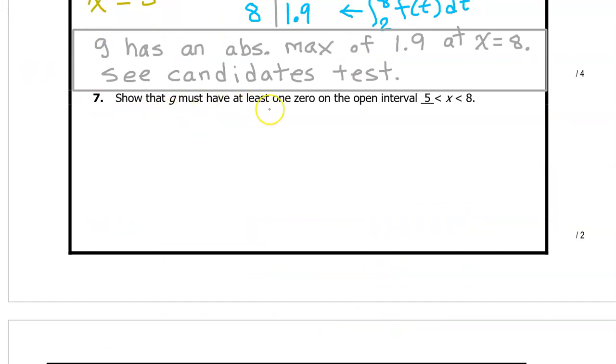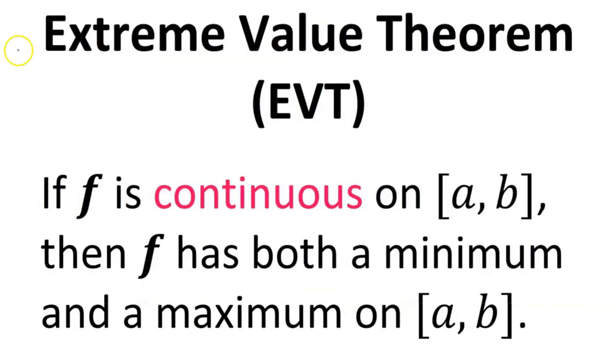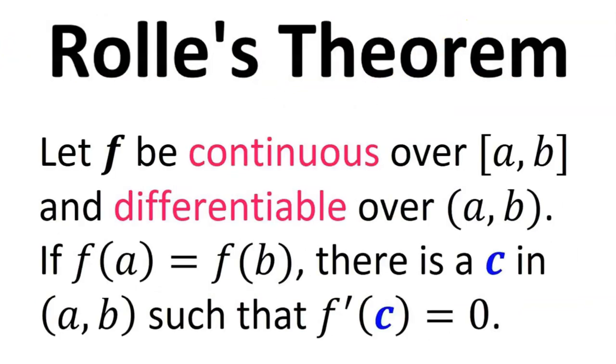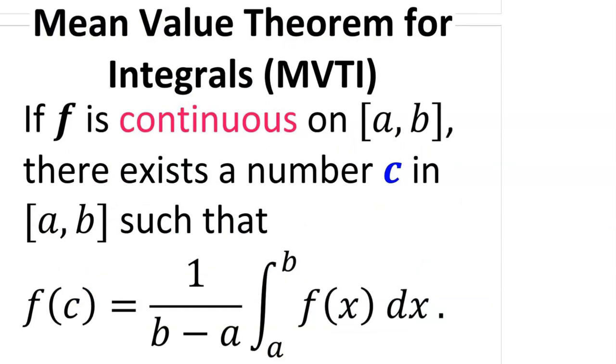Number 7. Show that g must have at least one 0 on the open interval from 5 to 8. When they start asking us to show that something exists, that's a clue that we will probably need to use one of our 5 existence theorems. There's the intermediate value theorem, the extreme value theorem, Rolle's theorem, the mean value theorem, and the mean value theorem for integrals.